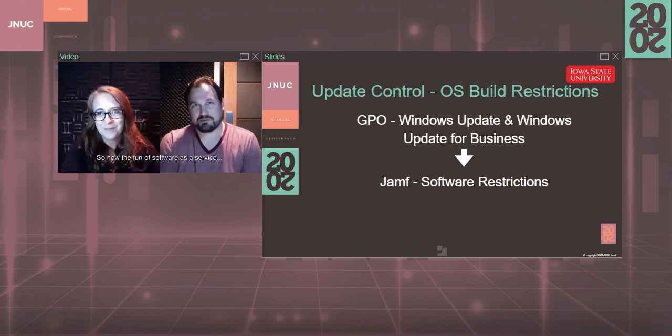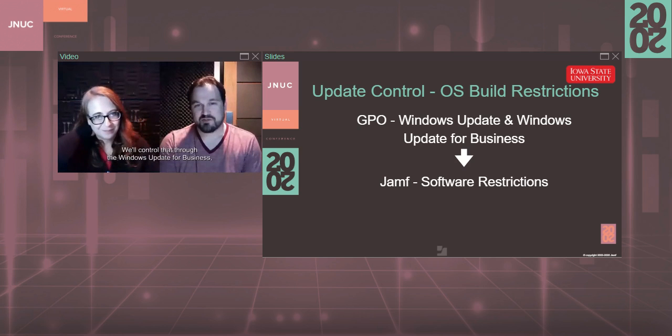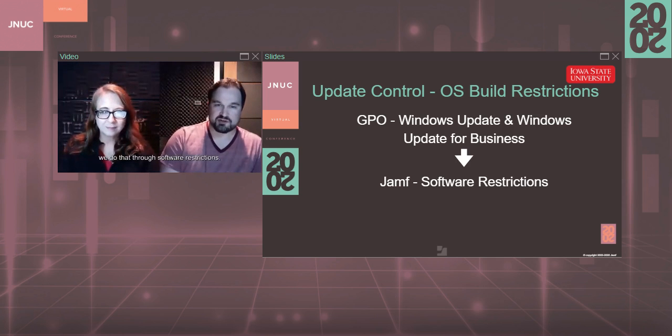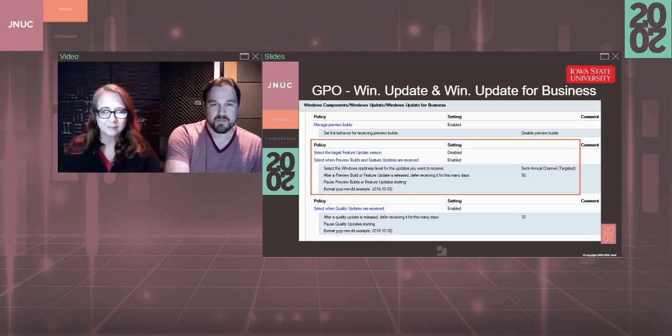So with now the fun of software as a service, we get to OS build restrictions on the Windows side. We'll control that through the Windows Update for Business, and on the Jamf side, we'll do that through software restrictions. Here is our Windows Update for Business, playing with the feature updates and then build updates, which channel, and then how long you want to defer. The Jamf side is going to do a lot of the same thing.